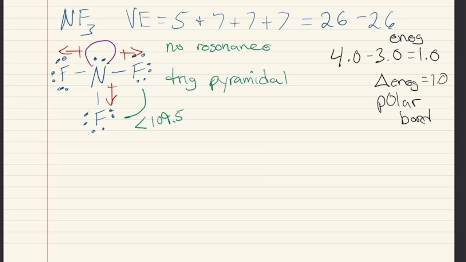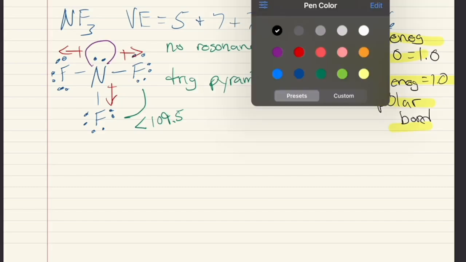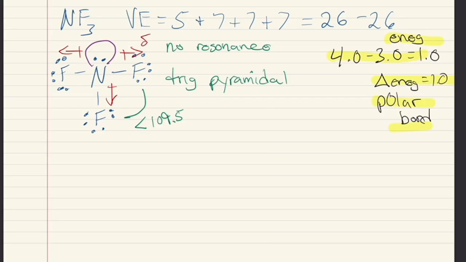So we expect the bond to be polar. Right here, I'm showing you that these bonds are polar, and we expect that. Okay, therefore, we are going to expect partial negative on fluorine and then our partial positive to exist on the nitrogen.